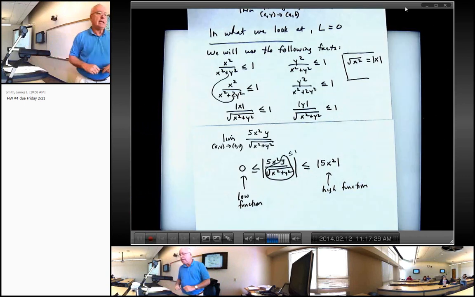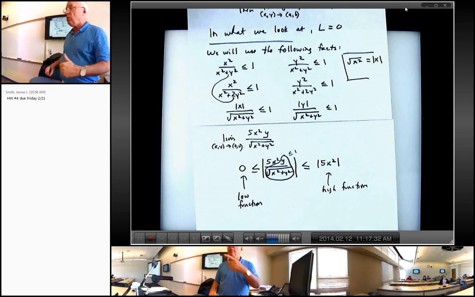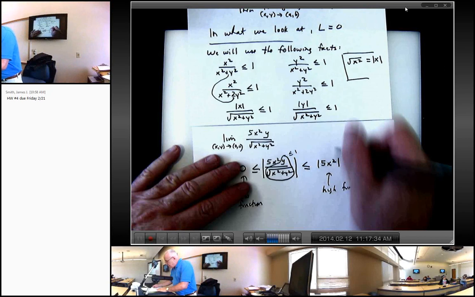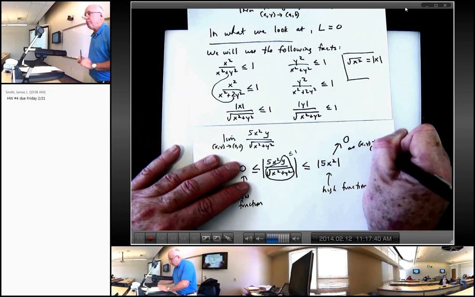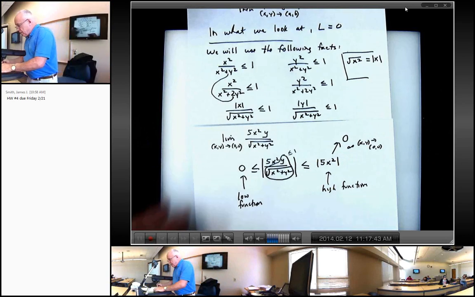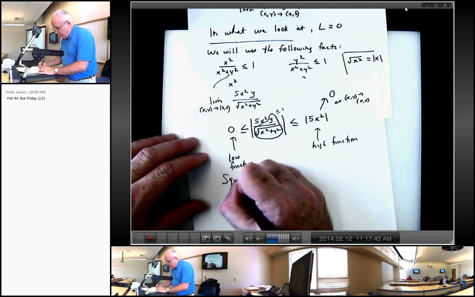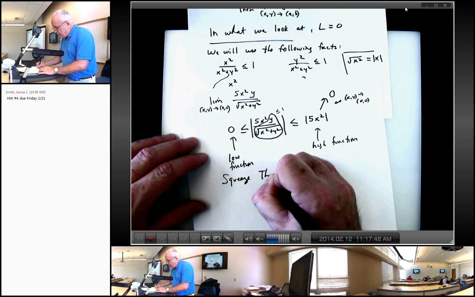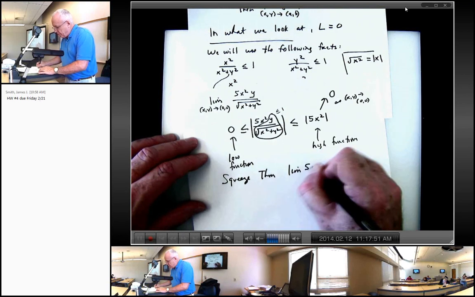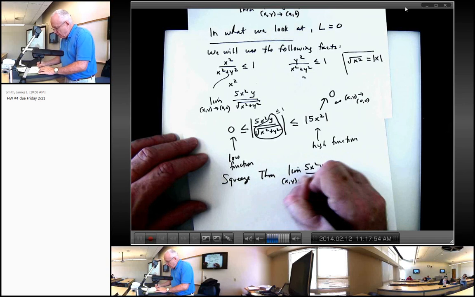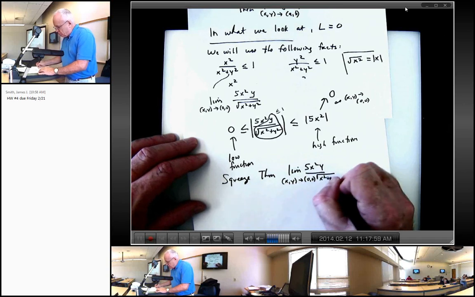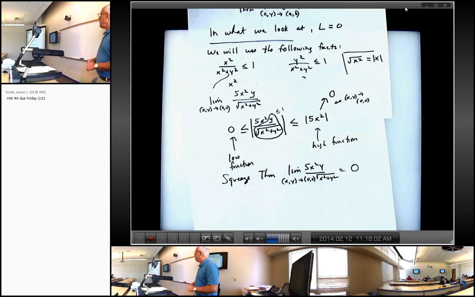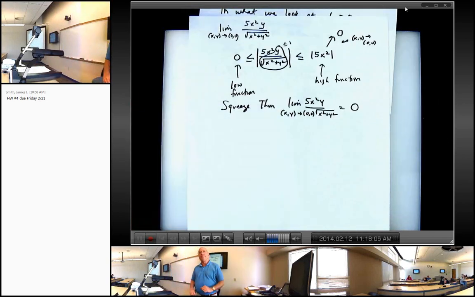And again, when we take the limit as (x, y) approaches 0, this thing approaches 0. Okay? So then, by the squeeze theorem, the limit of our function is 0. As (x, y) approaches 0, 0 over the square root of x squared plus y squared is equal to 0. Okay. All right. I hope that seems fairly straightforward.